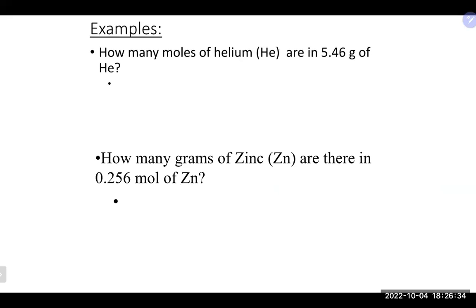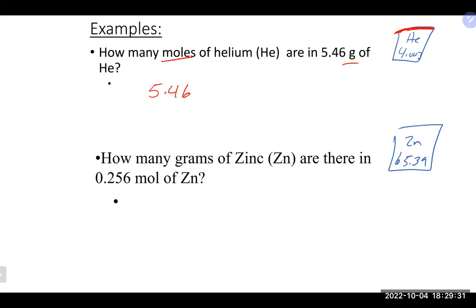Try helium and zinc. So let's do helium, 4.003. Zinc, it depends on your periodic table these days, 65.39. All right, so let's take a look. We're looking for moles on the first one. We have grams. So once again, this is just molar mass. So this should become very routine as we do it a lot.